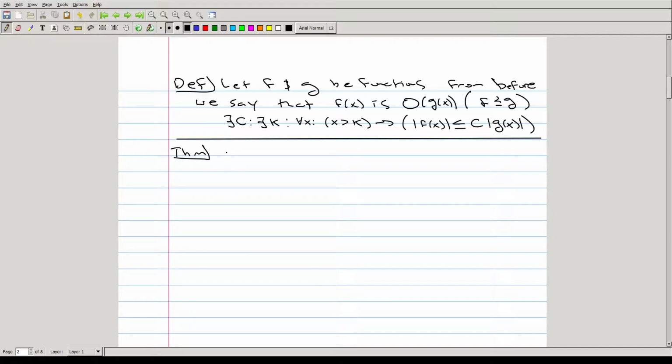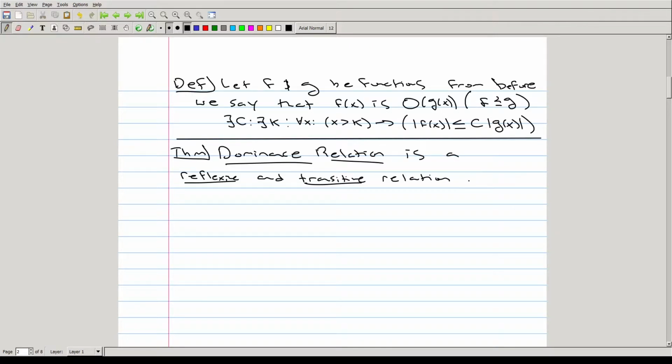So a big theorem that we have is that the dominance relation is a reflexive and transitive relation on the sets of functions considered, which is the sets of functions from natural numbers to the real numbers, and the sets of functions from the real numbers to the real numbers, and even sets of functions from the integers to the real numbers. So the proof of this theorem is relatively straightforward.